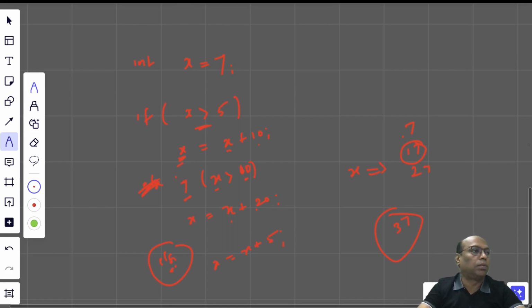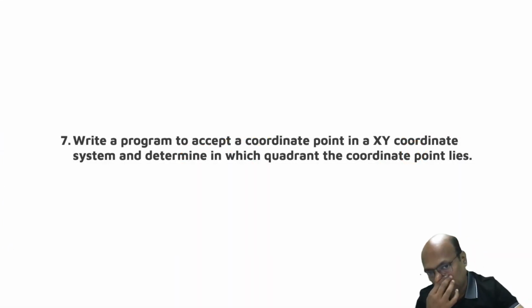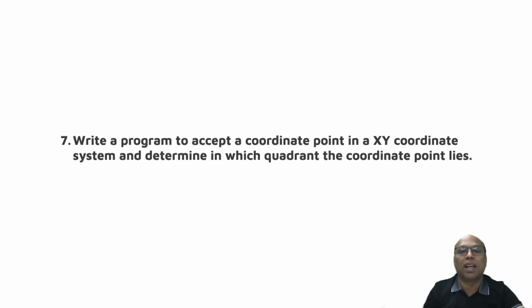Now the next problem is solved. Okay, so what is the question? Write a program to accept a coordinate point in the x and y coordinate system and determine in which quadrant the coordinate point lies. Whether it is in the first quadrant, second quadrant, third quadrant, fourth quadrant, or it is lying on the x-axis or y-axis. These are the places it can lie. That means your answer can be either first, second, third, fourth, x-axis, or y-axis. Solve the problem and make an effort.